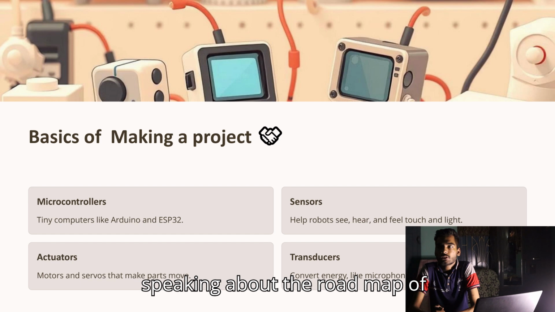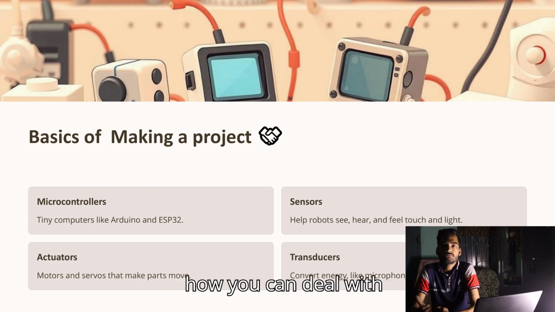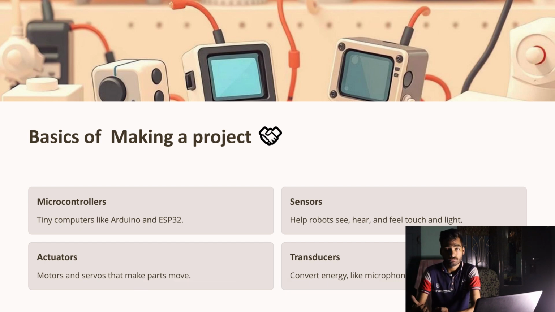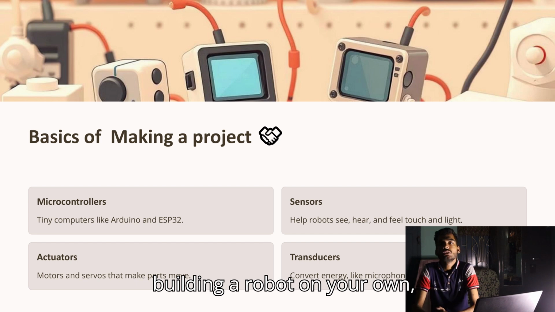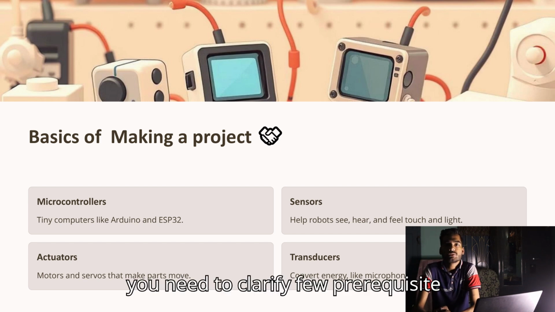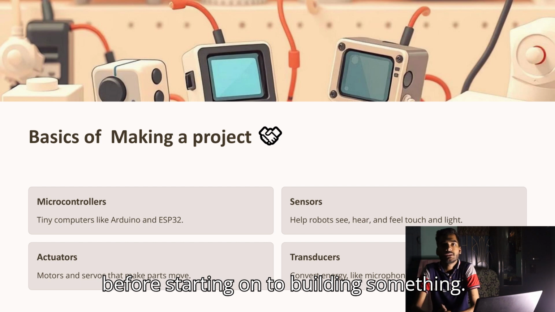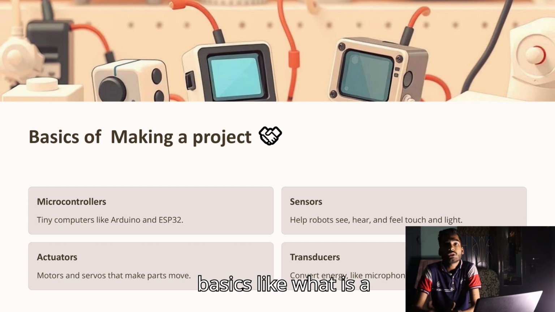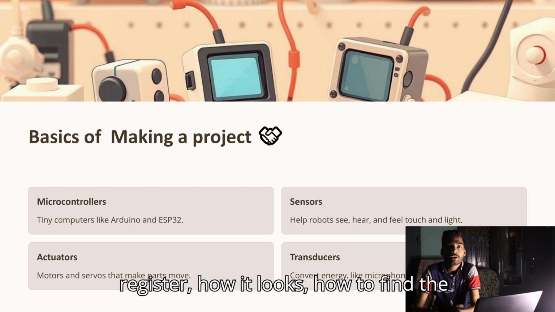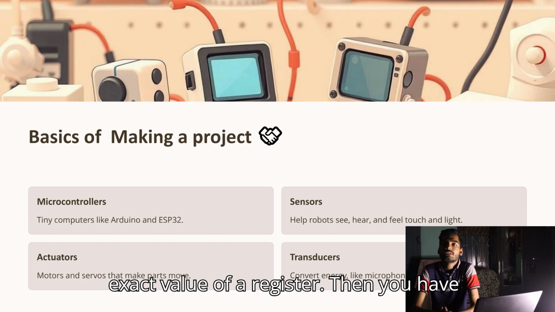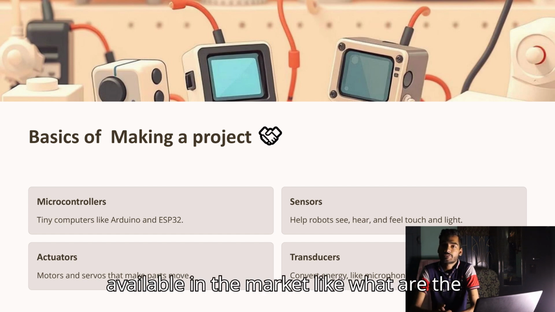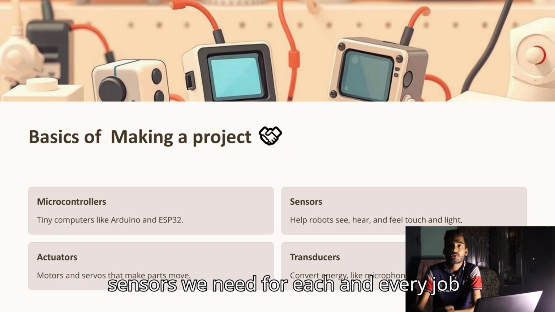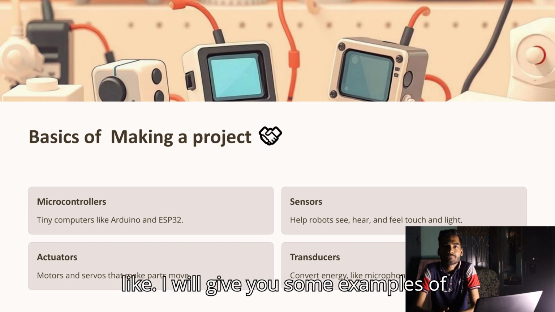Now speaking about the roadmap of how you can deal with robotics or how you can deal with building a robot on your own, you need to clarify few prerequisites before starting on to building something. First, you need to have the electronics basics, like what is a resistor, how it looks, how to find the exact value of a resistor. Then you have to know about what are the sensors available in the market, like what are the general category sensors, what are the sensors we need for each and every job. Like I'll give you some examples of sensors.